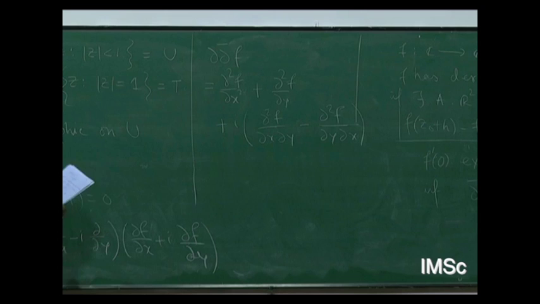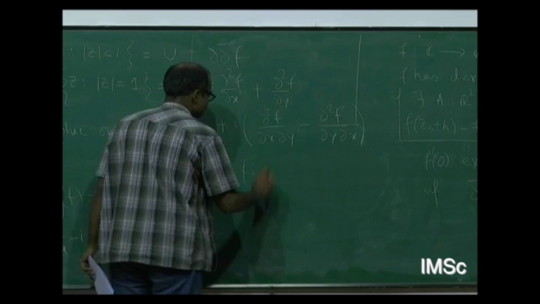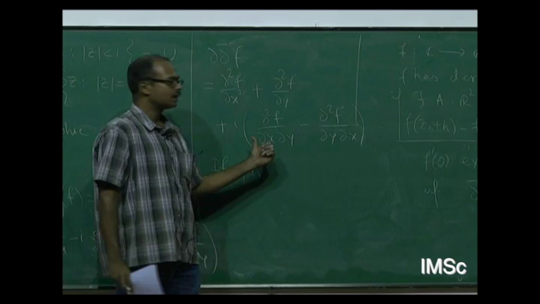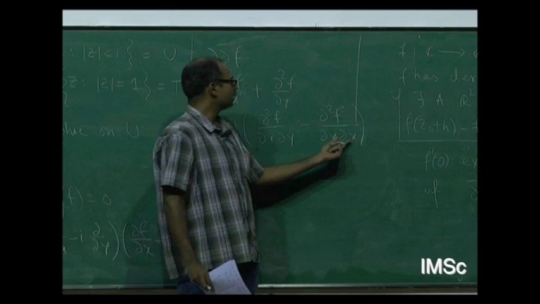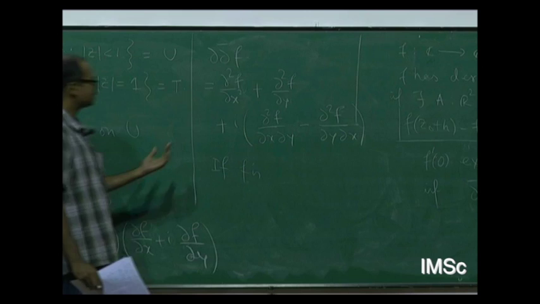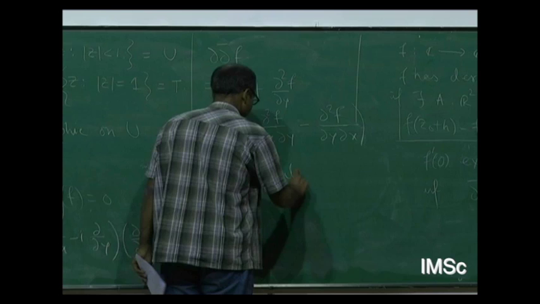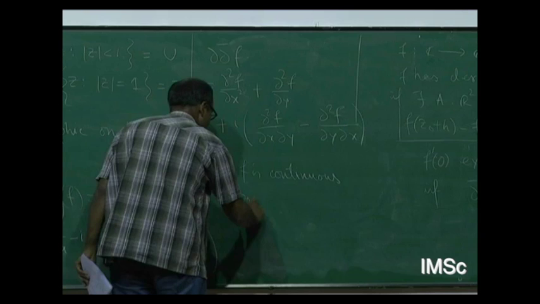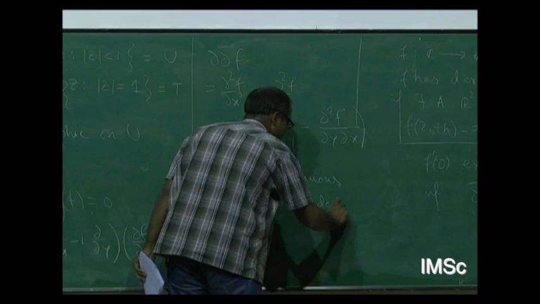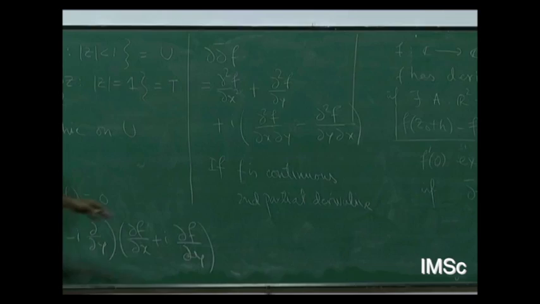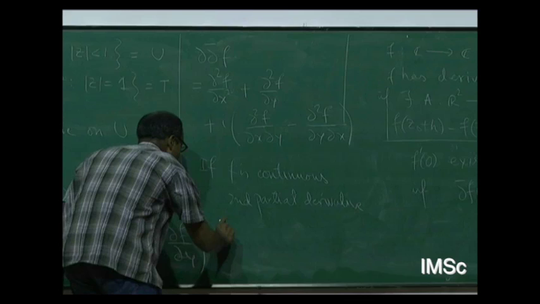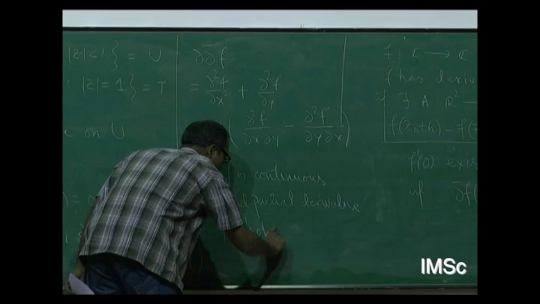These are mixed derivatives: in one we take the derivative with respect to y first, then x, and in the other we do x first and then y. These two will be equal if f has continuous second partial derivatives. In particular, if f is holomorphic, it has derivatives of all orders, so this is satisfied.